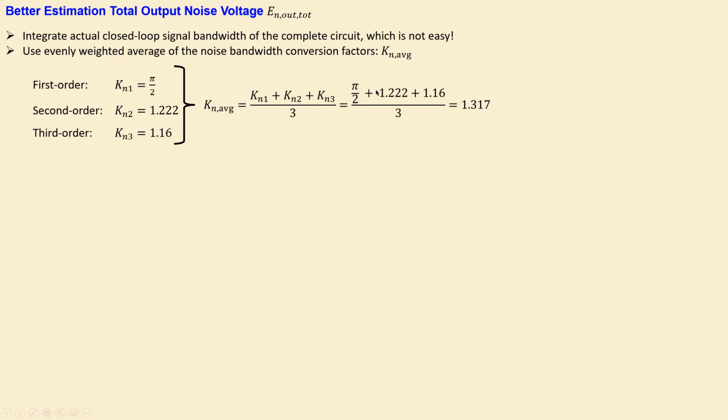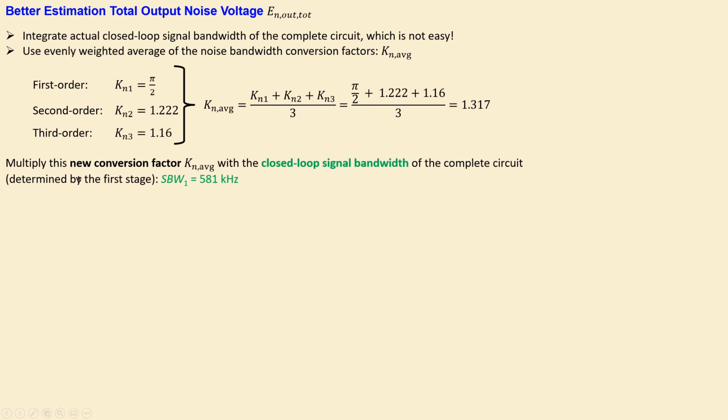So add them up and divide by 3, just evenly weighted, and I will get 1.317 as my average noise bandwidth conversion factor. So that is actually the noise bandwidth conversion factor I will use.